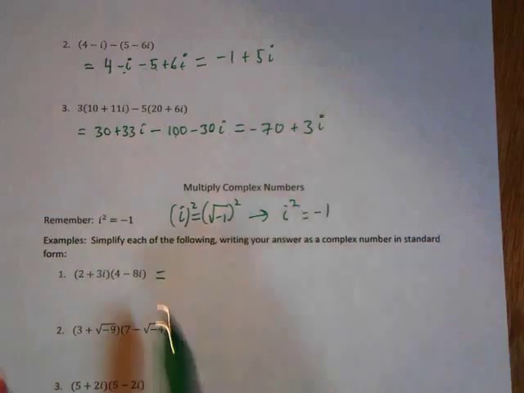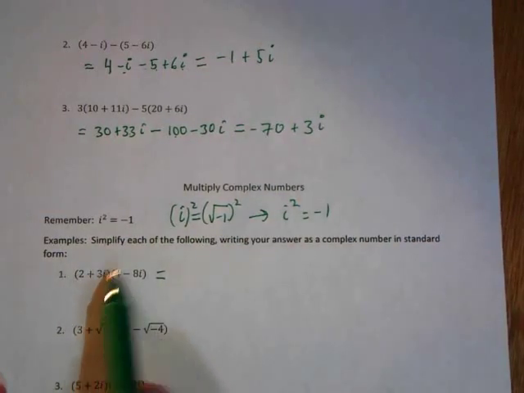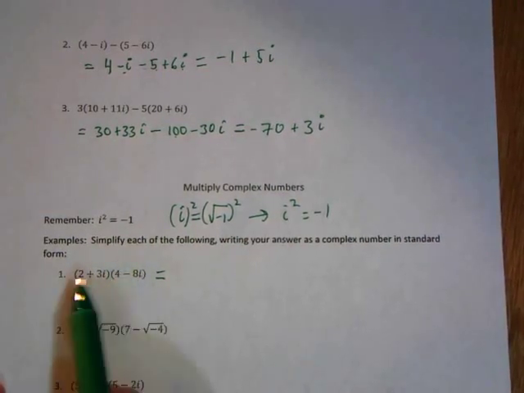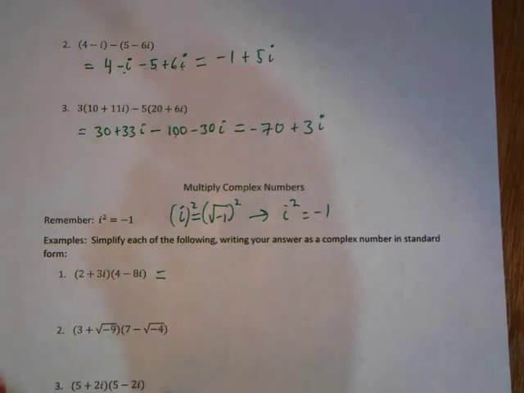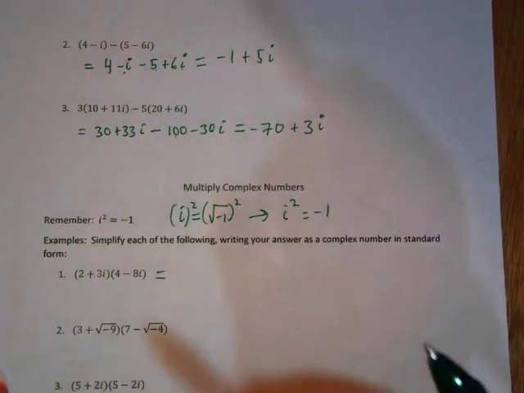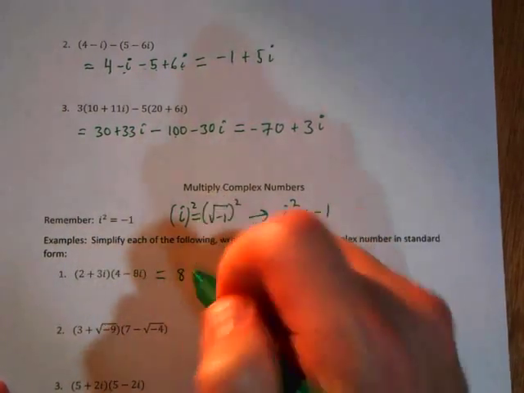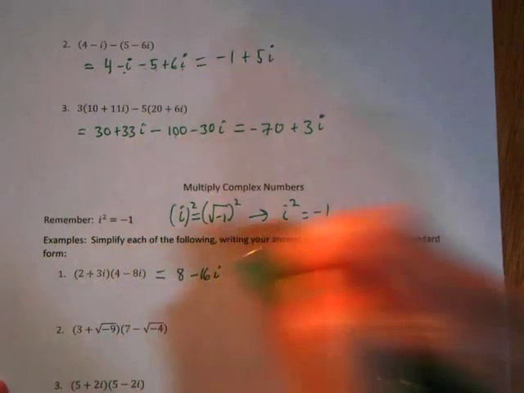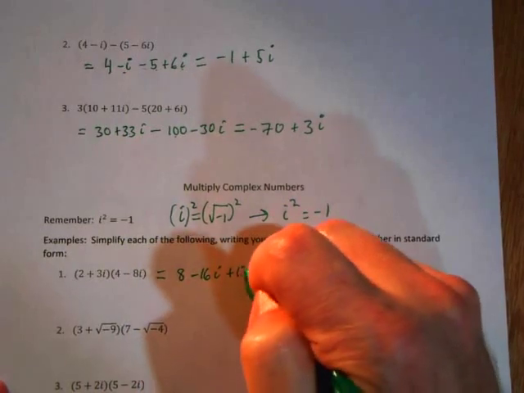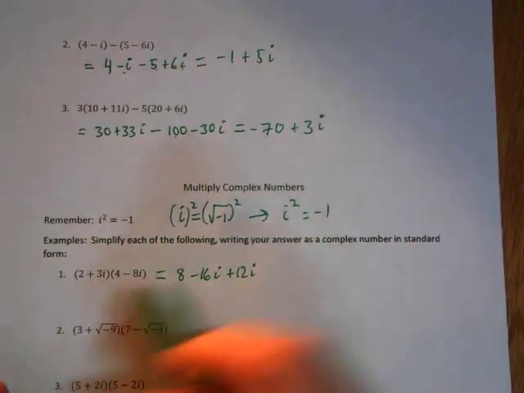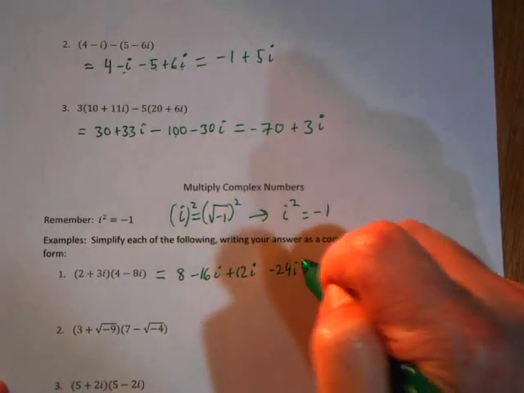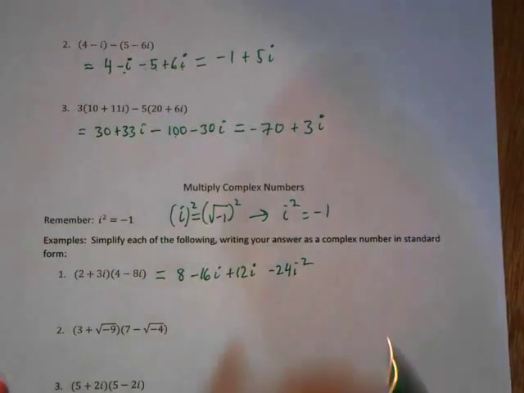We multiply just like we normally would if those were x's. If those were x's, we would distribute, do FOIL if you prefer, and combine our like terms. We're really going to do the same thing here. We're going to have 8 minus 16i plus 12i minus 24i squared.